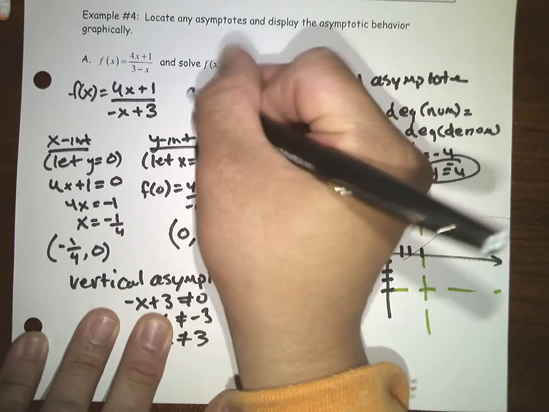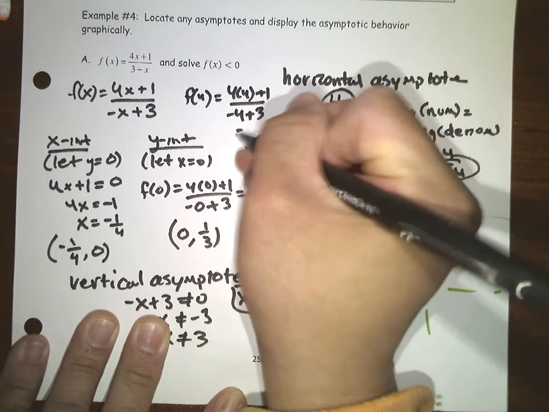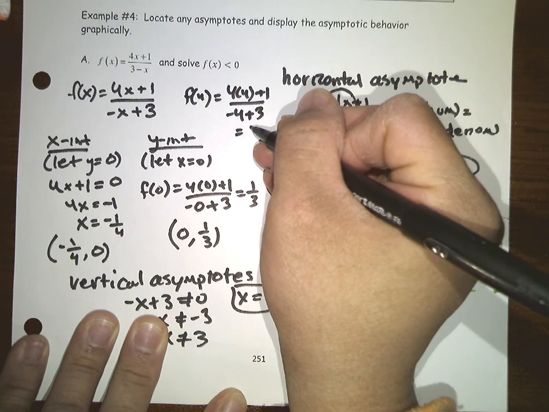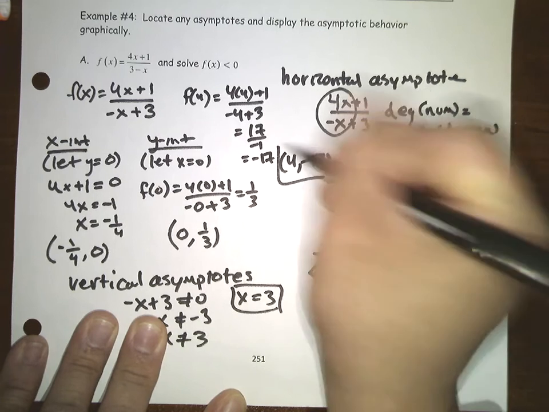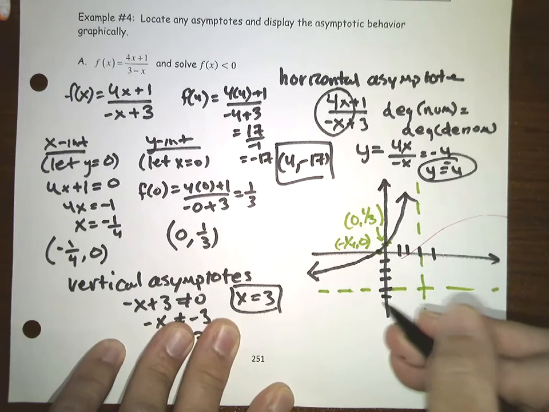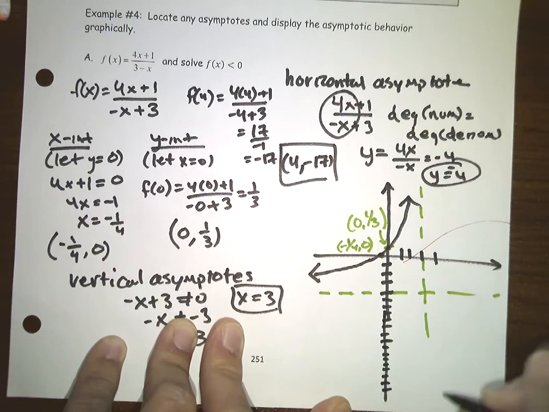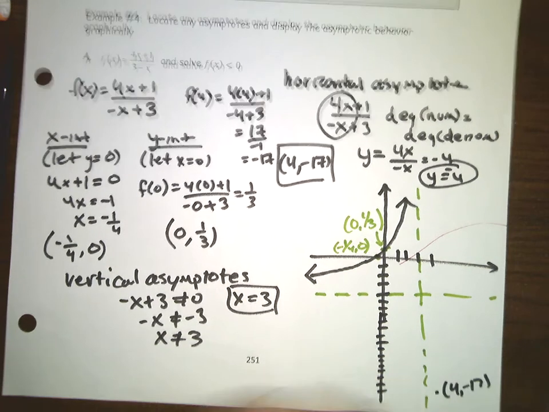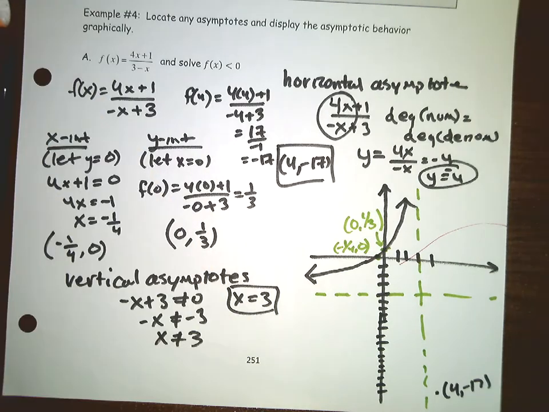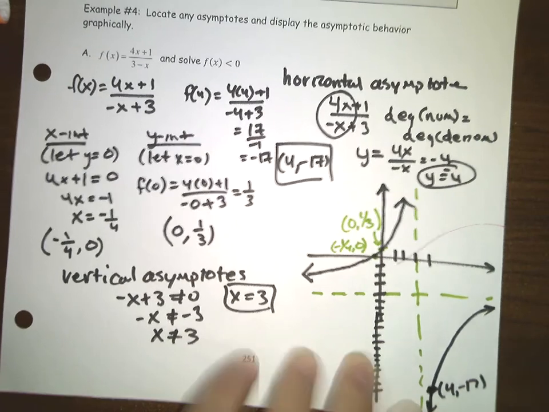So if I pick f of 4, that will be 4 times 4 plus 1 over -4 plus 3. That will be 17 over -1, so -17. So 4, -17 is another point on the graph. So that's 4, 5, 6, 7, 8, 9, 10, 11, 12, 13, 14, 15, 16, 17. So we have 4, -17, and then I think that hopefully you can get an idea, a picture in your head of what this graph looks like, and it looks like this going toward the asymptotes, all right?